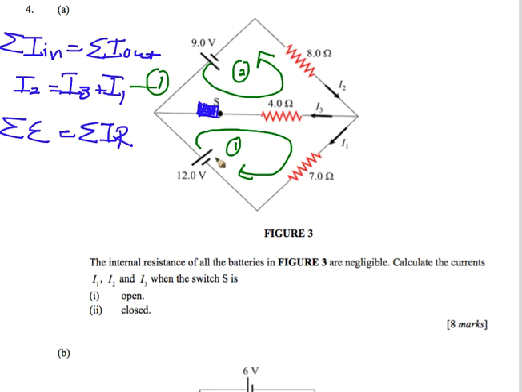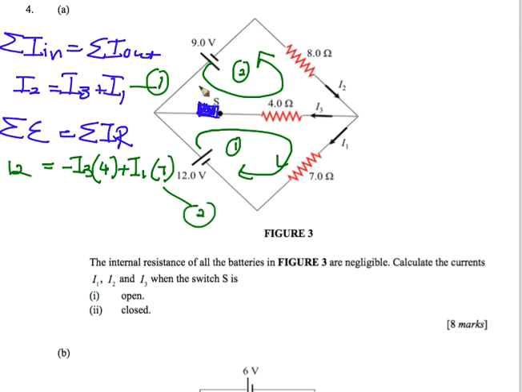So start with the first loop. You have 12 volt and follow the loop. This is the direction of the loop and this is the direction of I3. So you have negative I3 because the direction of I3 is opposite to the loop, times 4 ohm, and continue the loop. You have I1 and the direction of I1 is the same direction as the loop. So you have the plus I1 times 7. So this is the second equation.